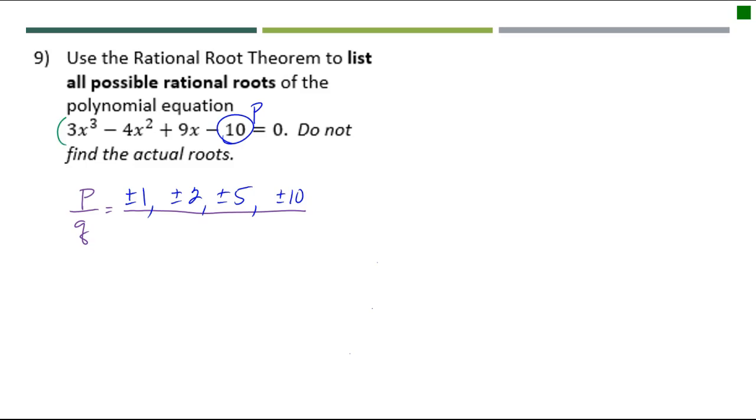Now I need to do the same thing with the Q number, which is always your first coefficient. There are only two numbers that divide into 3, which are 1 and 3. Now what I'm going to do, I have to identify all of them as a big long list.